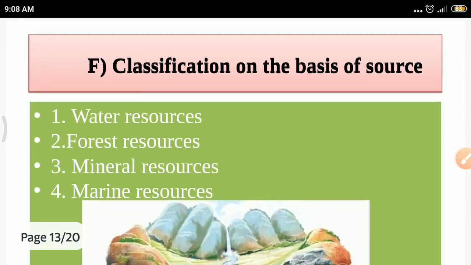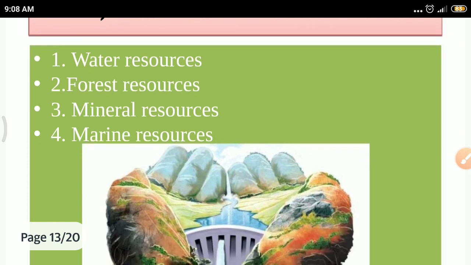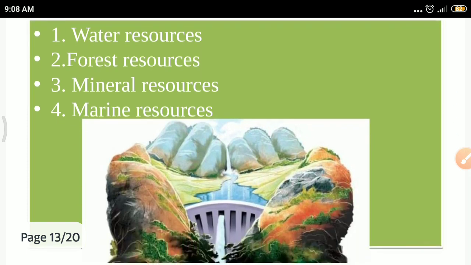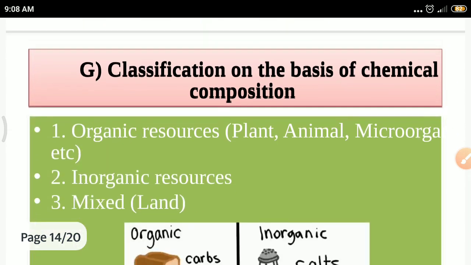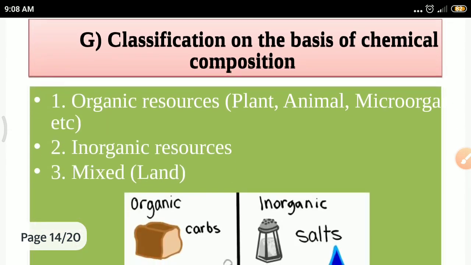Next classification on the basis of source. In this diagram, in this photograph, you can observe what the different resources are. For example, water resources, forest resources, mineral resources, marine resources. If you just recall this photograph, you may clearly understand what the different kinds of resources are.